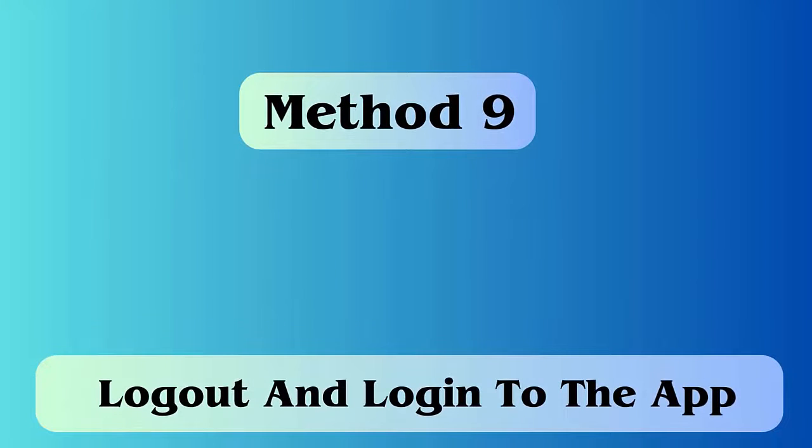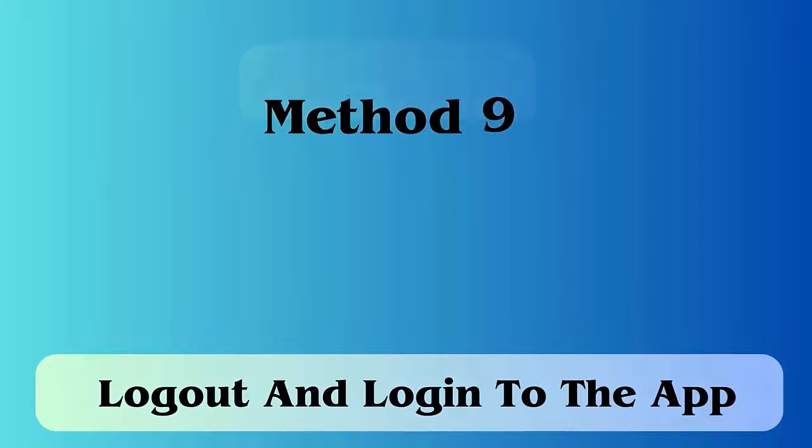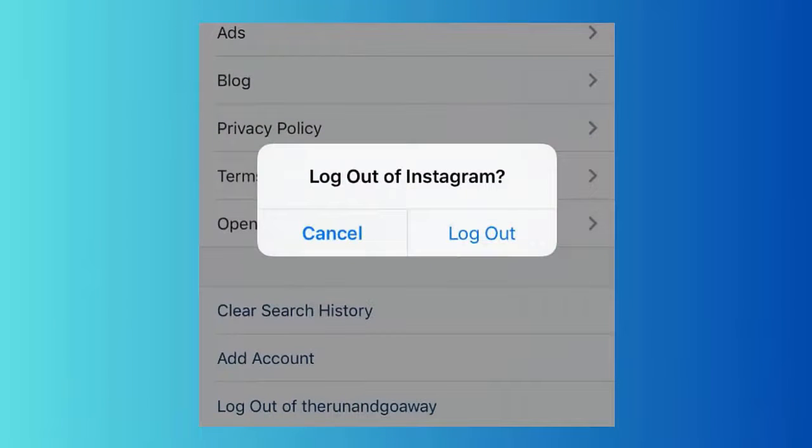Method 9, log out and log into the app. Just open Instagram, tap on profile icon, click on hamburger menu, then choose settings and privacy. Now, move down and click on logout. After waiting for some time, again launch the app and log into it.